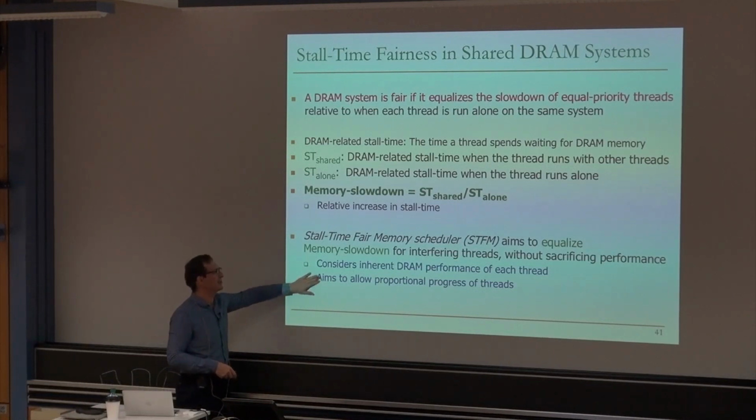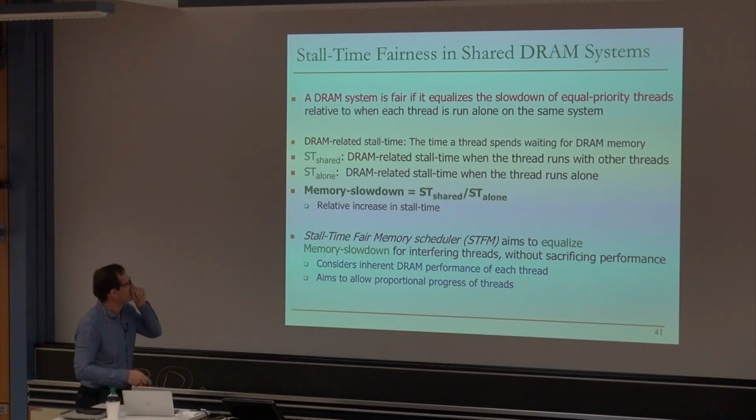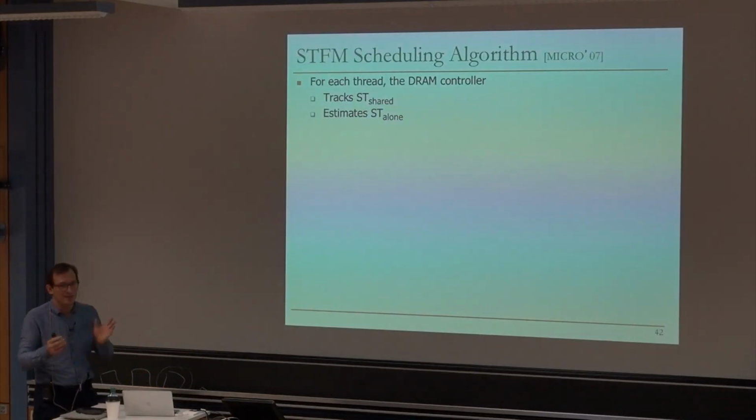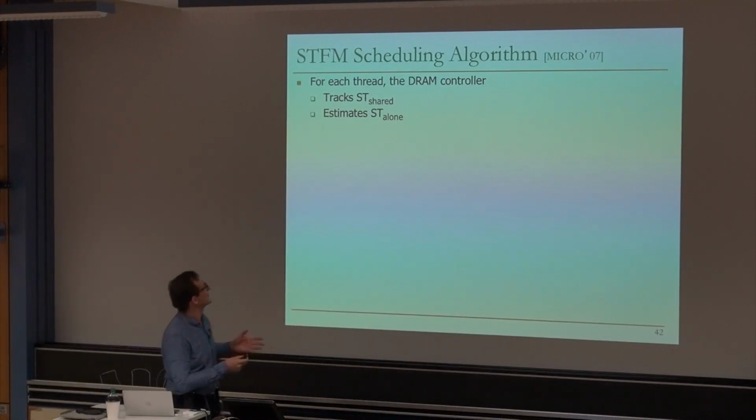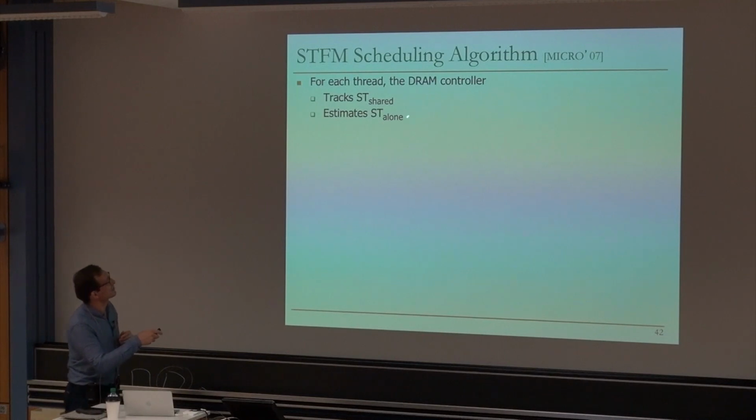By looking at the baseline, you aim to allow proportional progress of the threads. Okay, so how do you actually implement this? This is an algorithm. How do you implement this algorithm in hardware? So it's not easy. For each thread, the DRAM controller tracks stall time shared and estimates stall time alone.